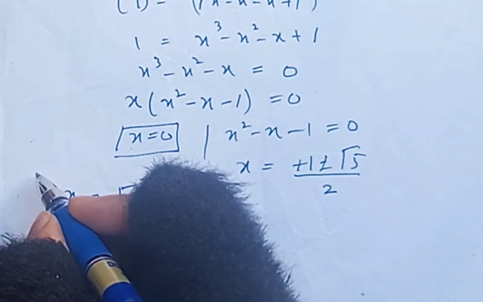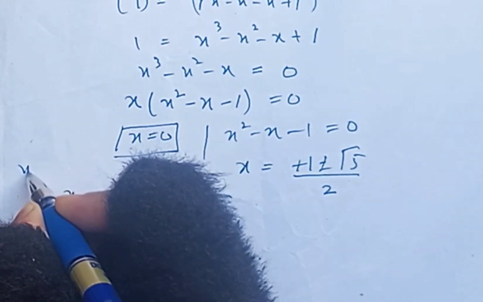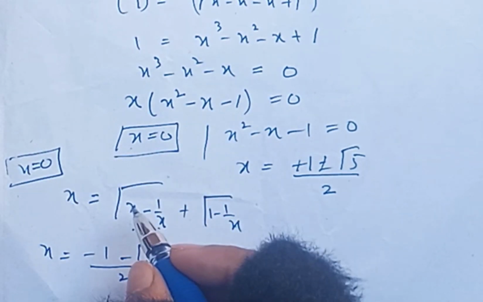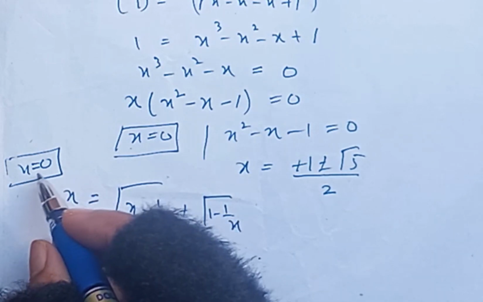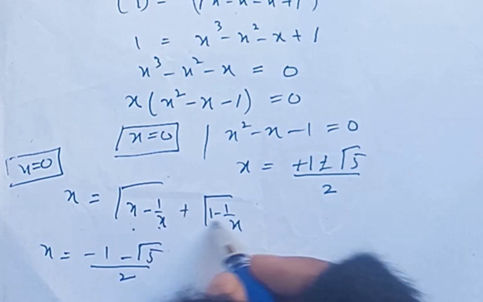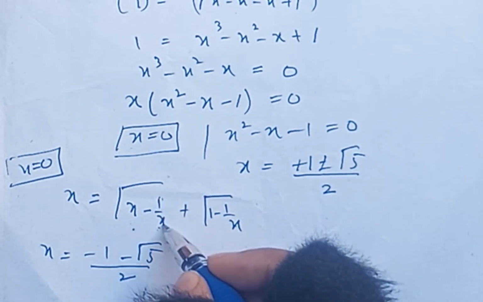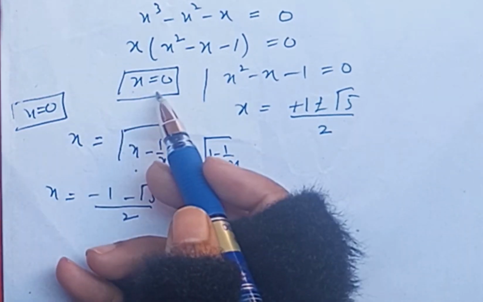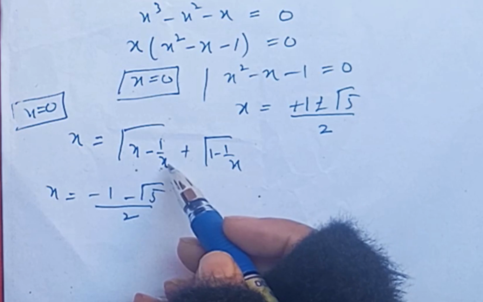First of all, we check whether x equal to 0 verifies our question or not. So if we substitute x equal to 0 in our question, this is our question, this will become 1 over 0, and 1 over 0 is an undefined form. So x equal to 0 does not satisfy our question.